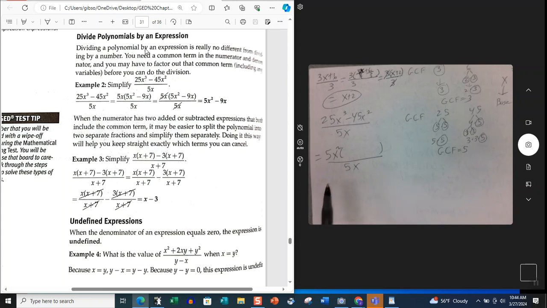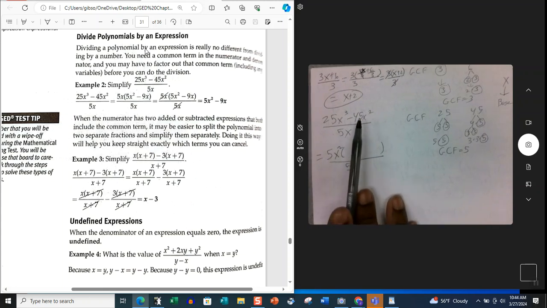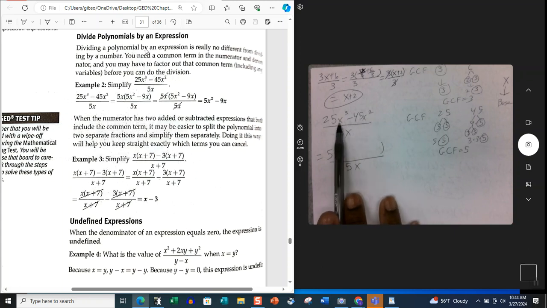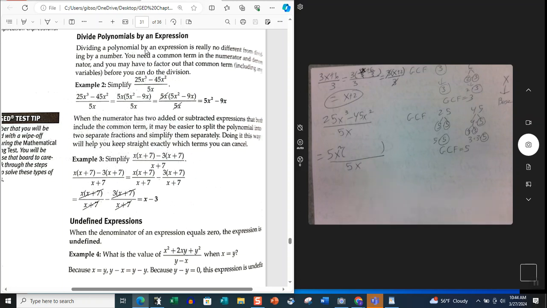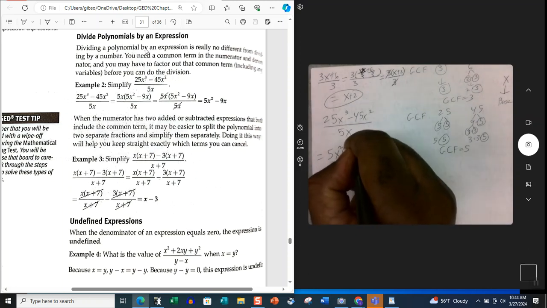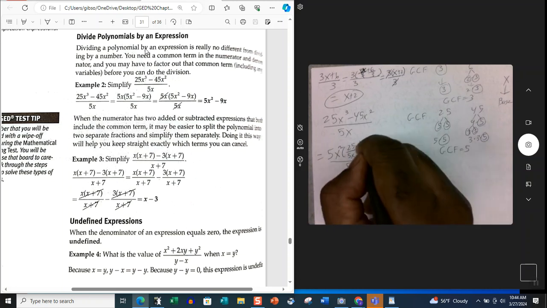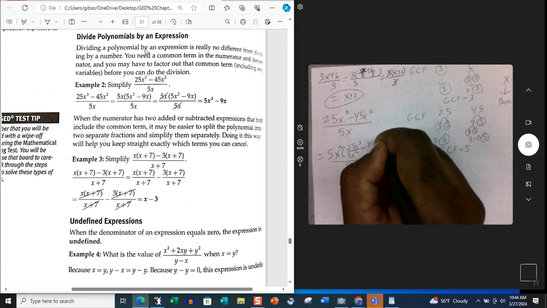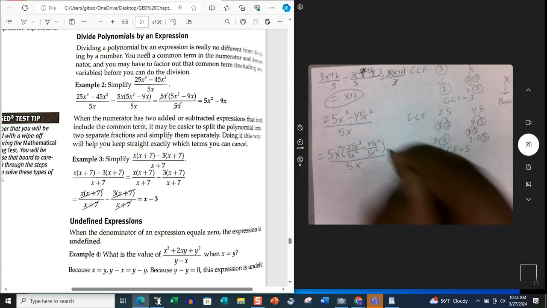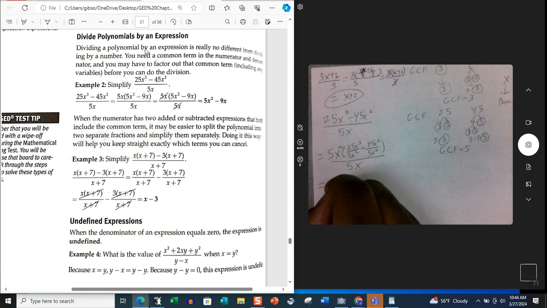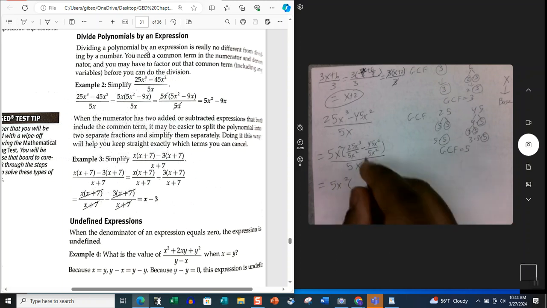Okay, so now you understand how we got the 5. Now to get the x squared, both terms must have the variable, and then you would take the variable that has the lowest exponent. Now again, in your head, with what goes inside this parenthesis, you would take the 25x cubed and divide it by what you factored out, which is the 5x squared, minus 45x squared divided by 5x squared.